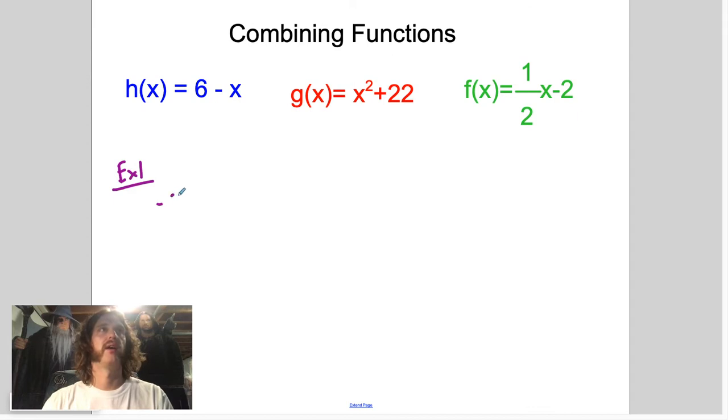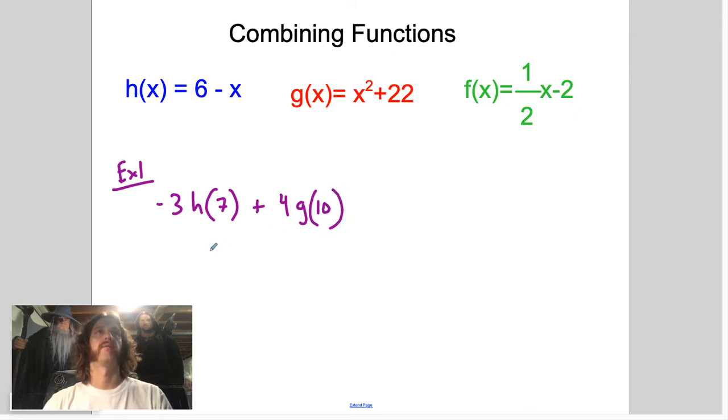So we're going to do -3 times h of 7 plus 4 times g of 16. That's a really big number. Let's do g of 10. Great. All right, so if we want to figure out what this is, we can't do it directly.